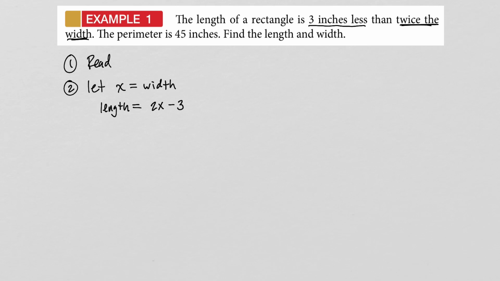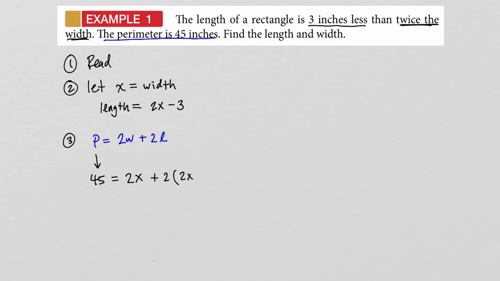All right, now the third step is to write an equation. What else do we know about this? Well, the perimeter of this rectangle is 45 inches. So in this problem, it's going to be helpful to know that the perimeter of a rectangle is 2 times the width plus 2 times the length. And now with this, we can write an equation. We know the perimeter is 45, and this is in inches. Everything is in inches, so I'm going to leave the units off. That's equal to 2 times the width, which is going to be 2x because the width is x, plus 2 times the length, which is 2x minus 3.